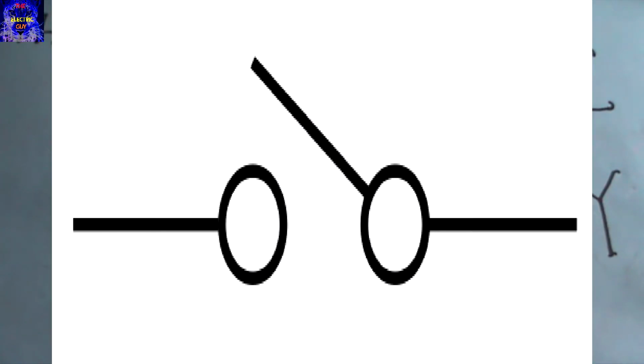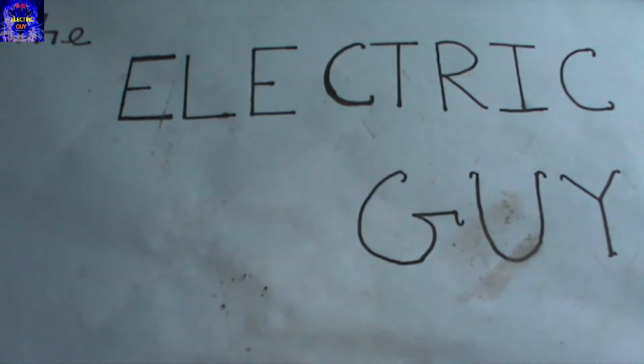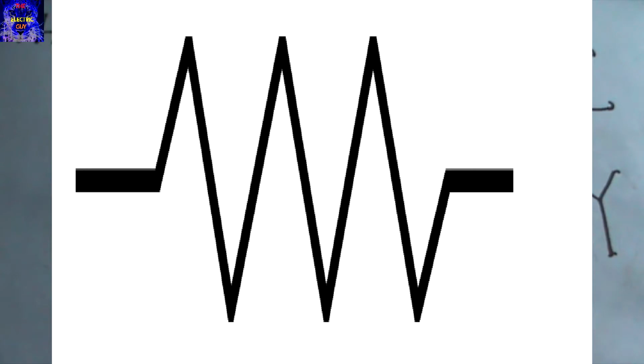Switch or key, this is represented by the symbol shown on the screen. The resistor is represented by zigzag lines. Wire having joints: where the wires are connected is represented by a point on it.